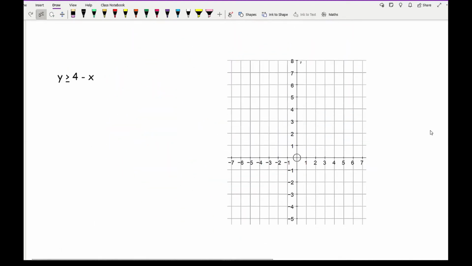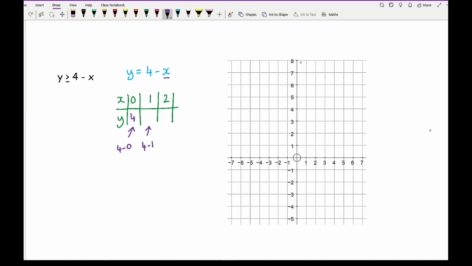So let's have a look at another example. Here, again, what I want to do is replace the inequality with an equal sign. So this is the equation I now want to plot. Again, drawing my table of values, I'm going to pick three nice small numbers: 0, 1 and 2. Then all I need to do is swap the x ordinate into the equation. So I've got 4 take away 0, which is 4. This one's going to be 4 take away 1, which is 3. And this one here is going to be 4 take away 2, which is 2.